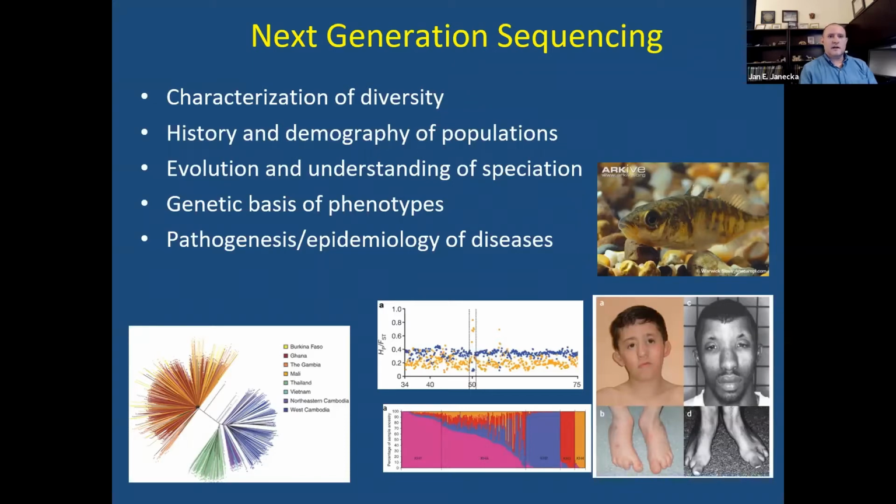And then also now we're starting to have the technology to really look at the genetic basis for different phenotypes, for example, the pathogenesis and progression of different diseases, and epidemiology: how are these diseases and viruses and things that could be affecting populations distributed.